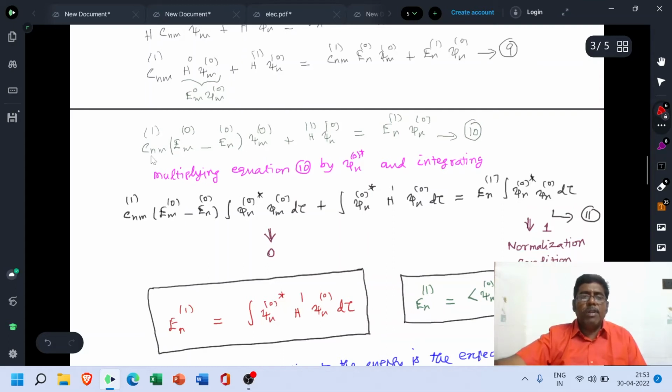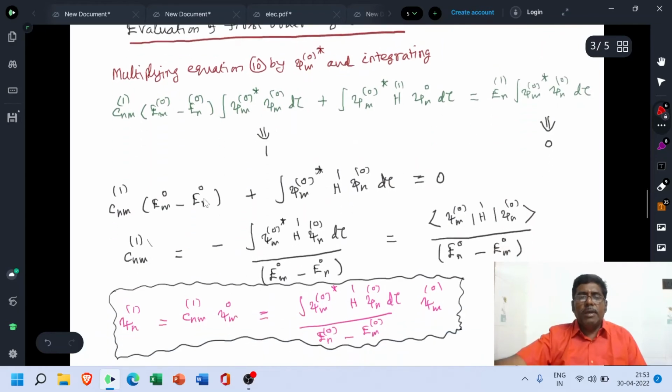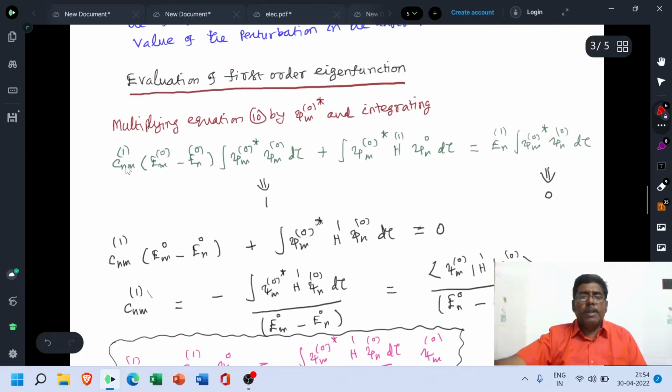Now, to evaluate the value of Cnm1, equation 10 is multiplied by psi m0 star, because the integral of psi m0 star psi m0 d tau equals 1. We may try to get the normalization condition. So we multiply equation 10 on both sides by psi m0 star. If you multiply, we can get Cnm1.